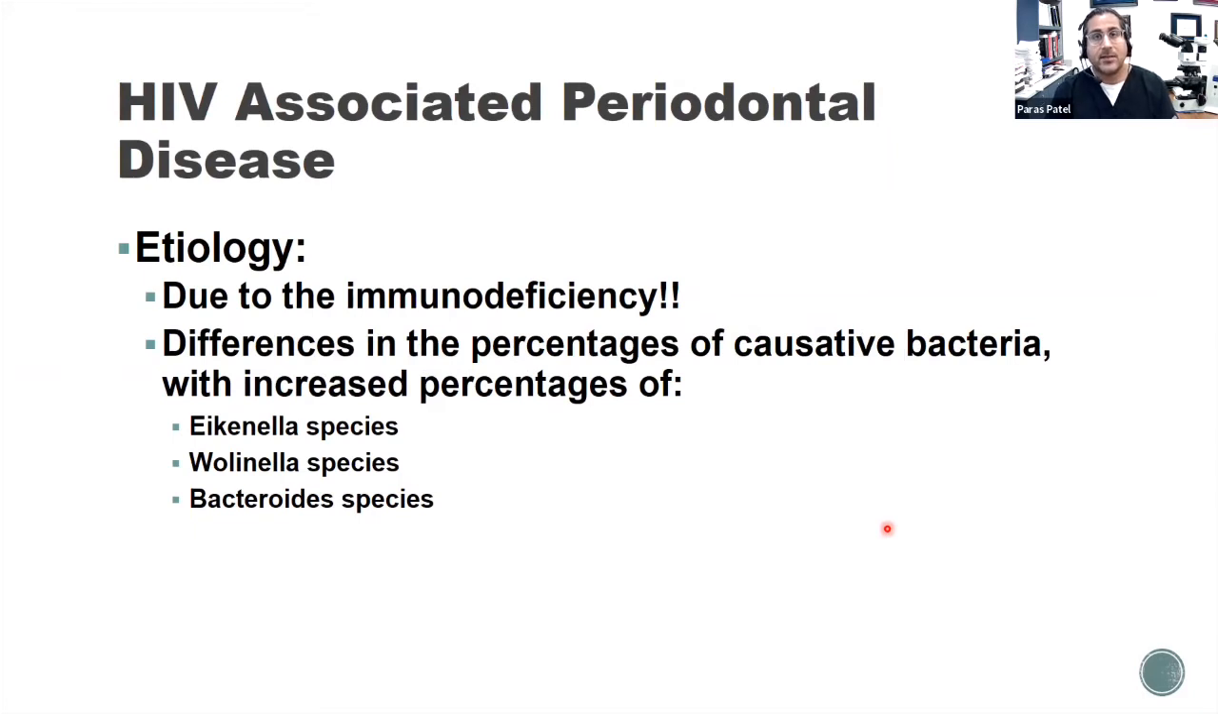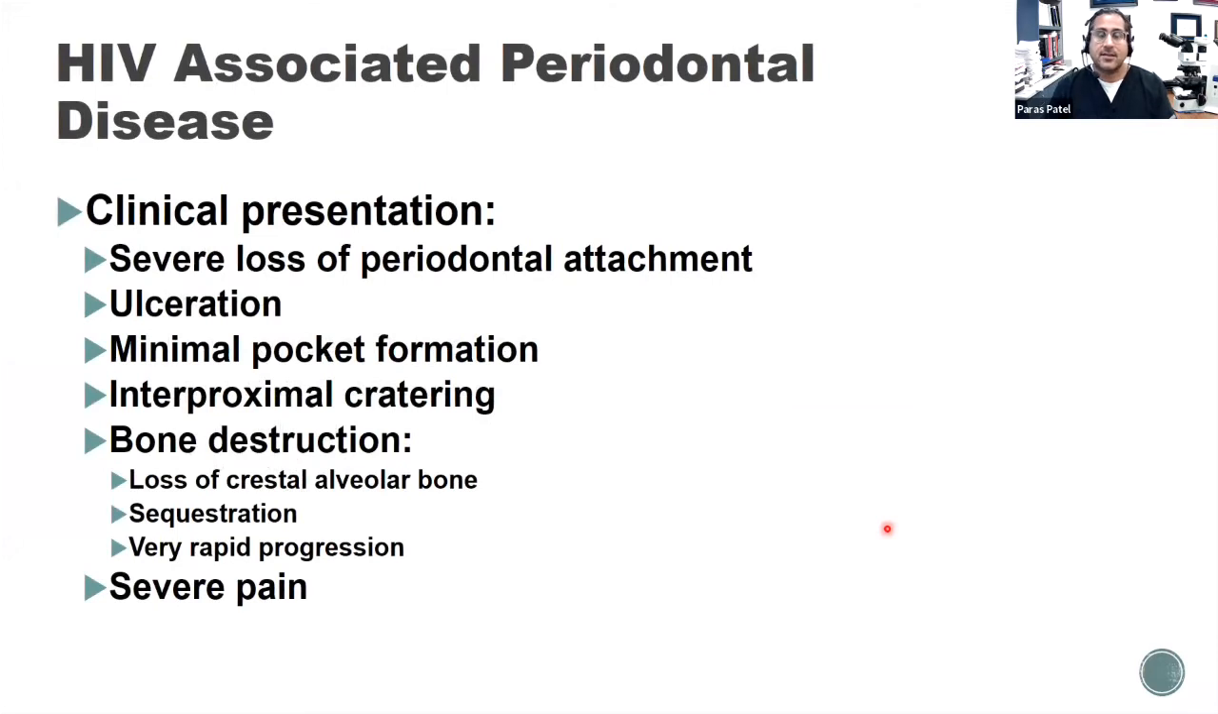Oftentimes the causative organisms may be a wider spectrum and more rare types of organisms that typically we wouldn't see in periodontal disease. And the type of periodontal disease that these individuals suffer from is a severe loss of the attachment and pretty rapid bone destruction that's associated with it. Now, this can affect just the gingiva and the periodontium, but then you can actually have progression of these lesions to affect the mucosa, where they end up truly developing a gangrenous type of necrosis or necrosing process into other mucosal tissues.